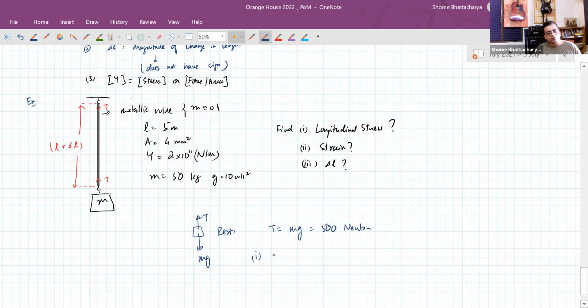So the first part, the longitudinal stress, will be tension per unit cross-sectional area. So 500 newtons divided by 4 millimeters square. We will write that as 4 into 10 raised to the power minus 6. So as you can see, the stress will become 1.25 into 10 raised to the power 8 newton per meter square. So this is the answer to longitudinal stress.